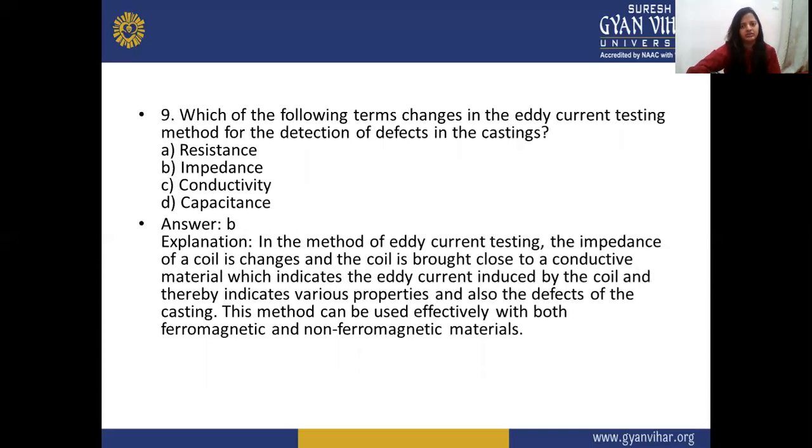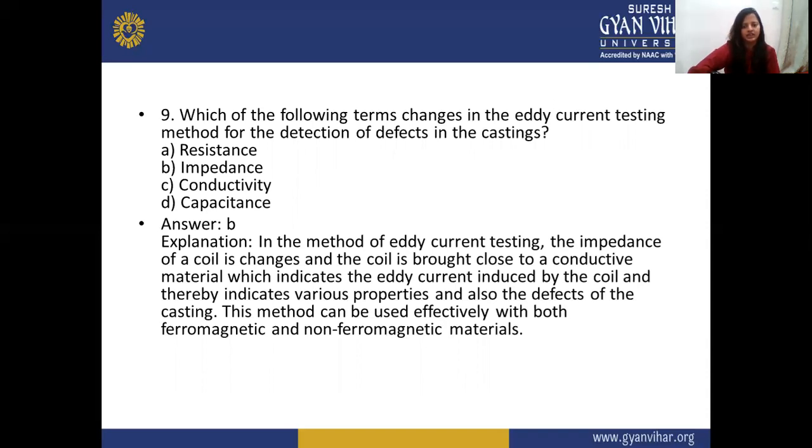Which of the following terms changes in the eddy current testing method for detection of defects in the casting? Resistance, impedance, conductivity, and capacitance. So the answer is impedance. In the method of eddy current testing, the impedance of a coil changes when the coil is brought close to the conductive material, which indicates the eddy currents induced by the coil and therefore indicates various properties and also defects of the casting.